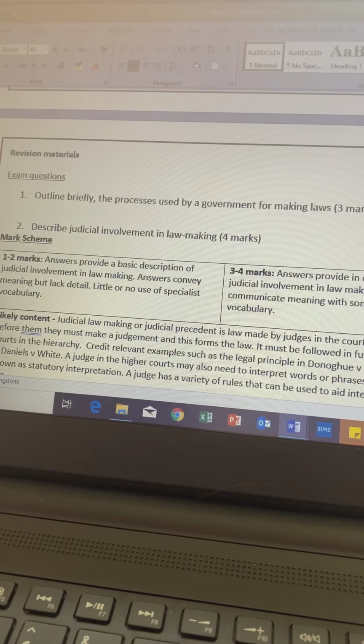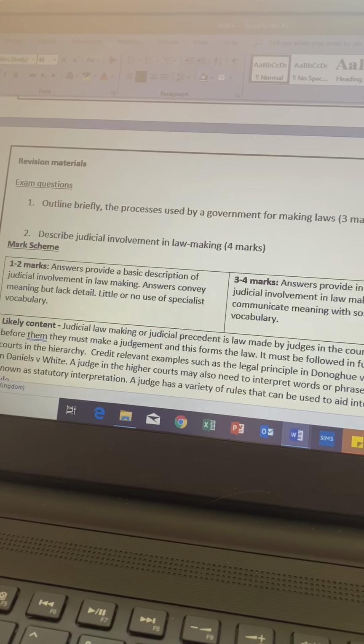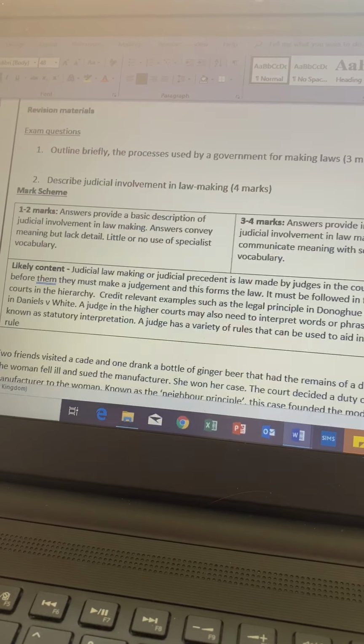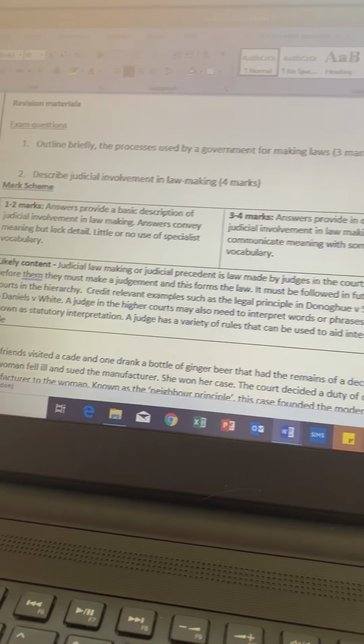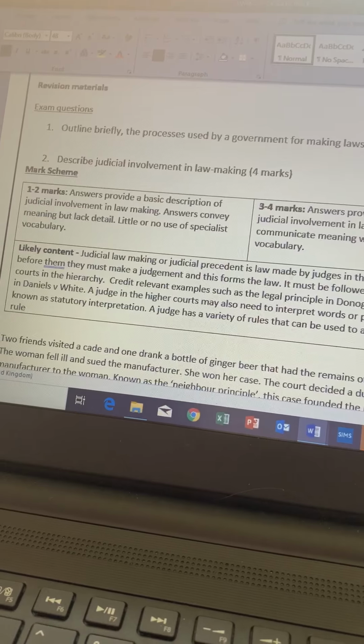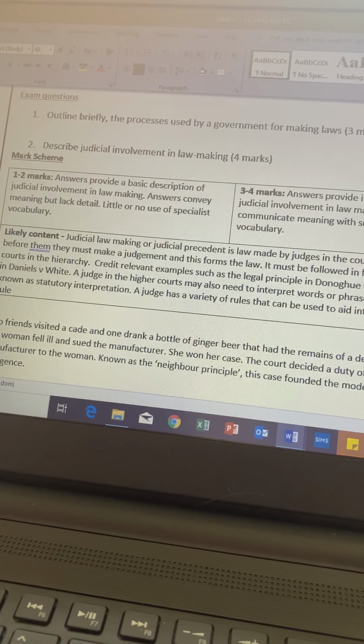And the same for the judiciary lawmaking. We've already done both of those questions previously. And if you have a look, just scroll down, there's a mark scheme there for you as well. So you can see kind of the stuff that you should be doing for that judiciary lawmaking one. So those are literally just knowledge questions. Do you know your stuff or not?